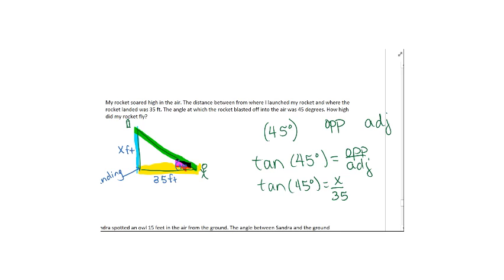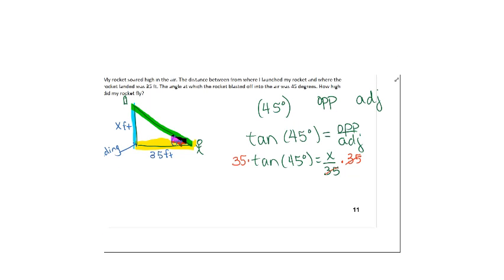So now we want to solve for x. The way we're going to solve for x is to multiply by 35 on the right side, because multiplying is the inverse of dividing. So those will cancel to equal 1. And if we do that to the right side, we have to also multiply by 35 on the left side in order for our equation to stay equal or balanced. So when we simplify here, we end up with x equals 35 times the tangent of 45 degrees.